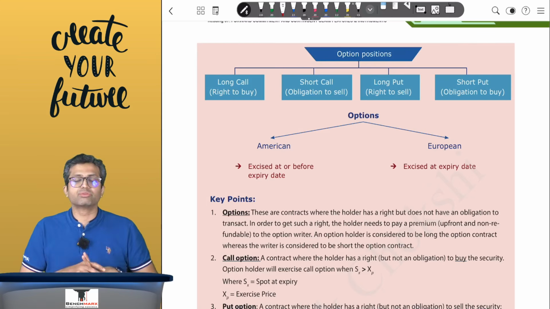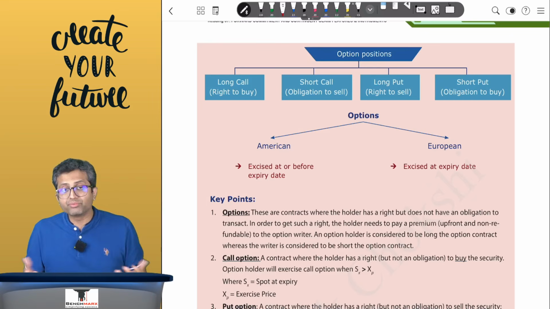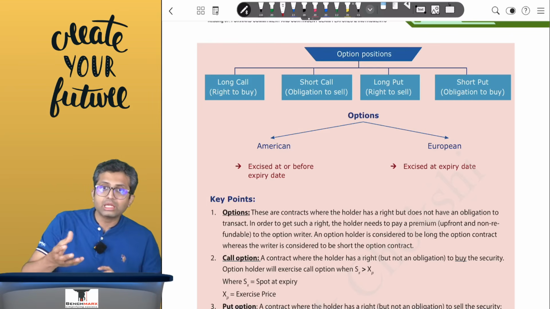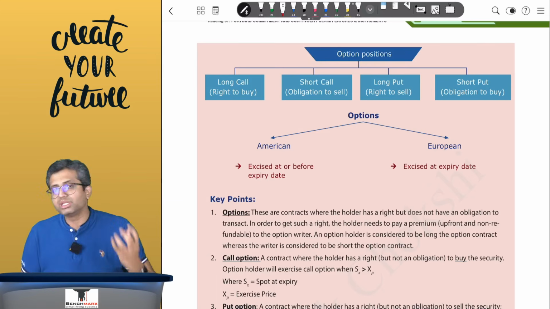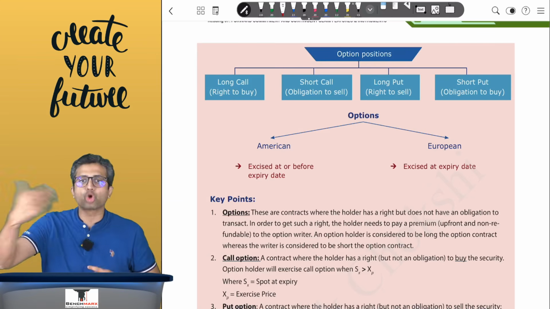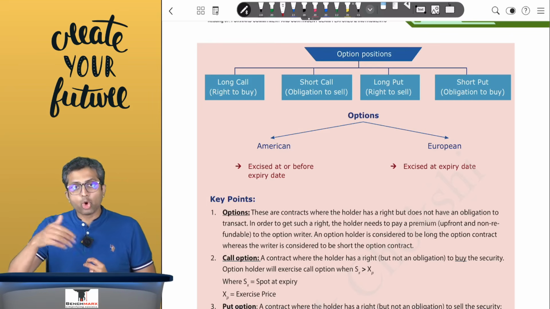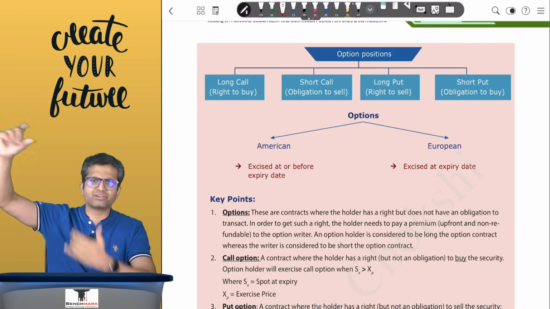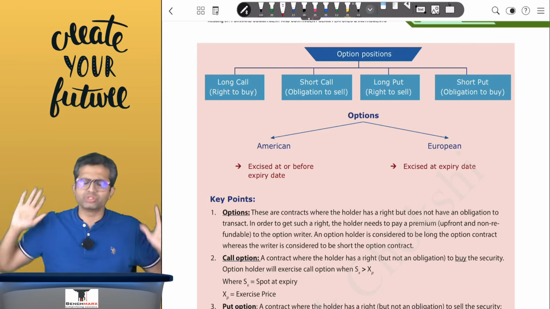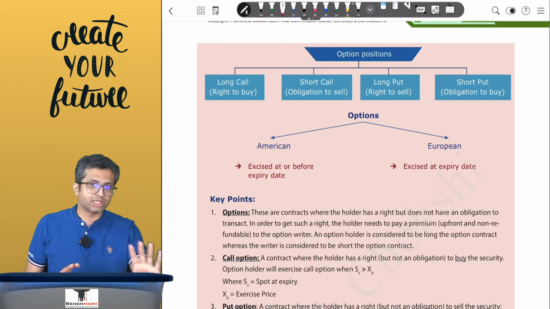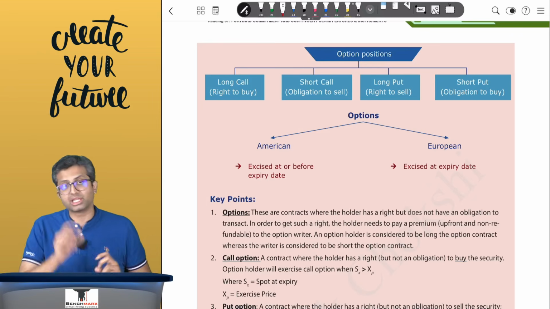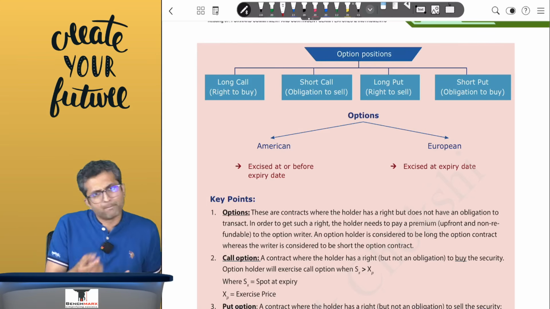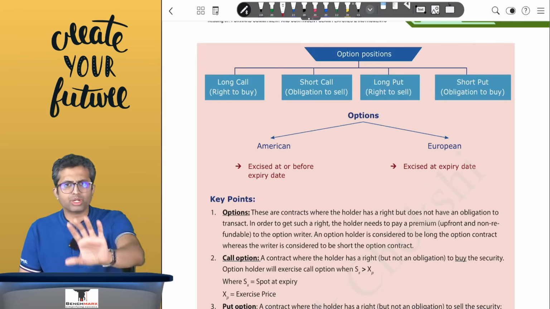Again, you may be asked to calculate payoffs. Payoffs depend on comparing the spot at expiry with the exercise price. Like in case of a call option, the holder of the option will exercise it if the spot at expiry is greater, let's say 85 as compared to the exercise price which is 80, in which case I have a right to buy at 80 an asset which is worth 85, and hence there will be a 5 rupees payoff minus whatever is the premium I might have paid will give me the net payoff.